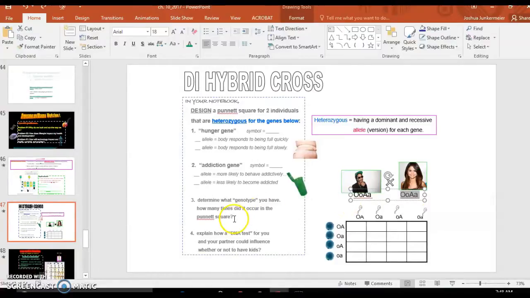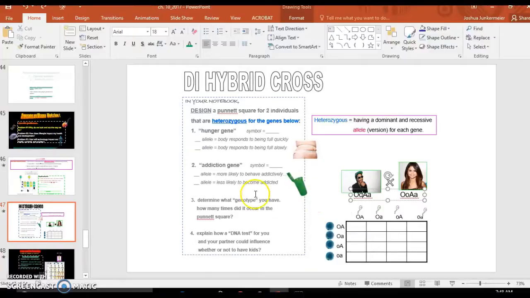What you need to decide is, what would your genotype be? So based on what you think is dominant and recessive for addiction and hunger, give yourself 2 alleles for hunger, give yourself 2 alleles for addiction, based on how you are. Do you feel like you get full fast? Do you feel like you get full slowly? Do you feel like you behave addictively? Or do you feel like you're less likely to be addicted to things, right? So give yourself a genotype, just like we've done for Selena Gomez and Wiz Khalifa.